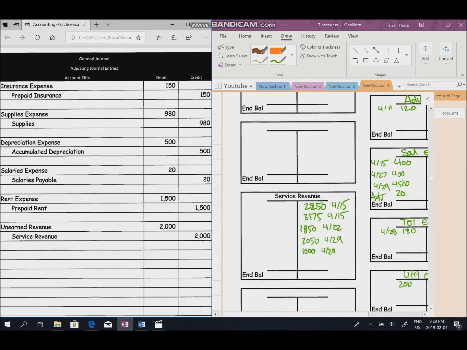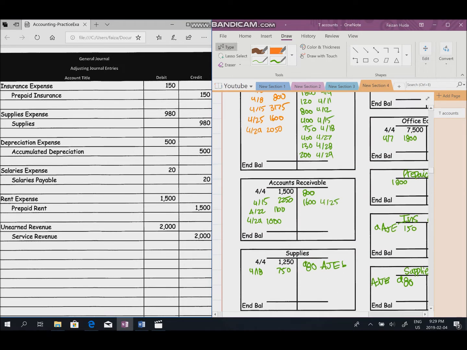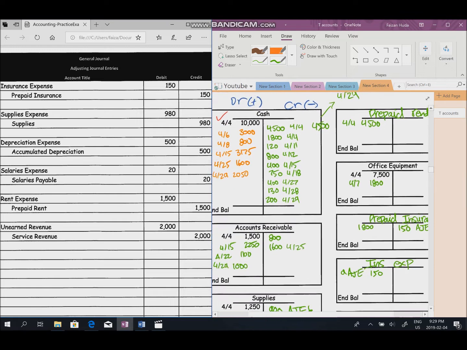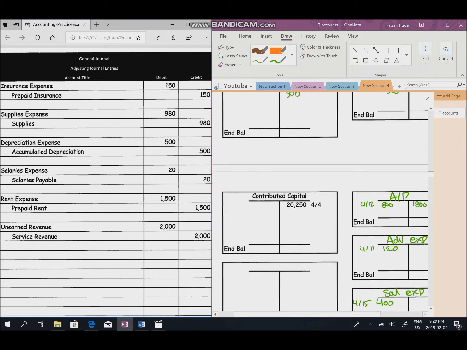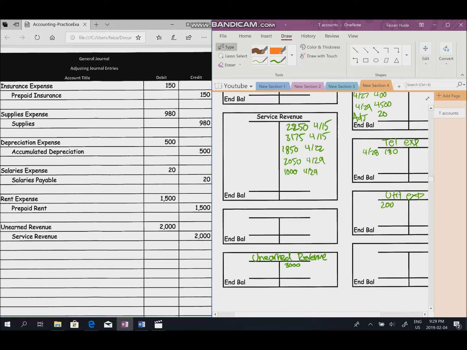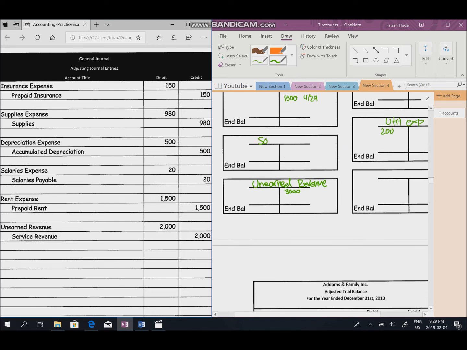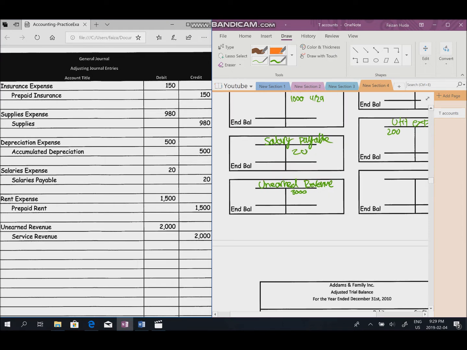Salaries payable. I don't think there's an account called salaries payable. Let me double check. Yeah, there is none. I'm going to make one over here. Salaries payable, 20 over here. It's pretty obvious this is our adjusting entry.